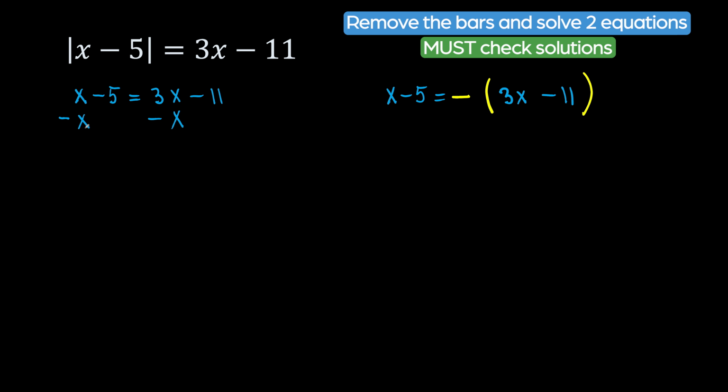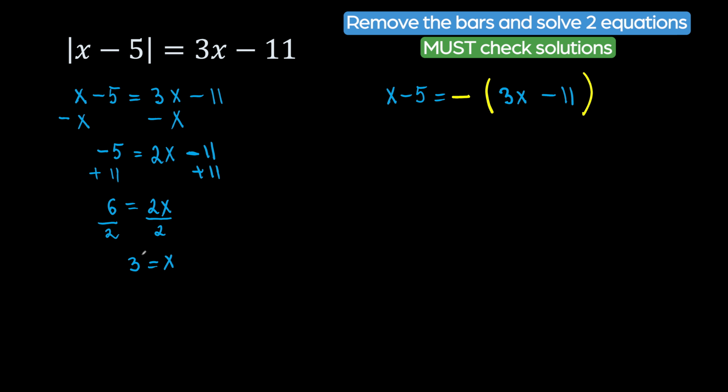So x minus x is 0, so I have negative 5 is equal to 3x minus x will give me 2x minus 11. Now, I'm going to add 11 to both sides to isolate x. Negative 5 plus 11 will be positive 6 is equal to 2x. Now I divide both sides by 2, and x becomes 3. Now, this is a possible solution.